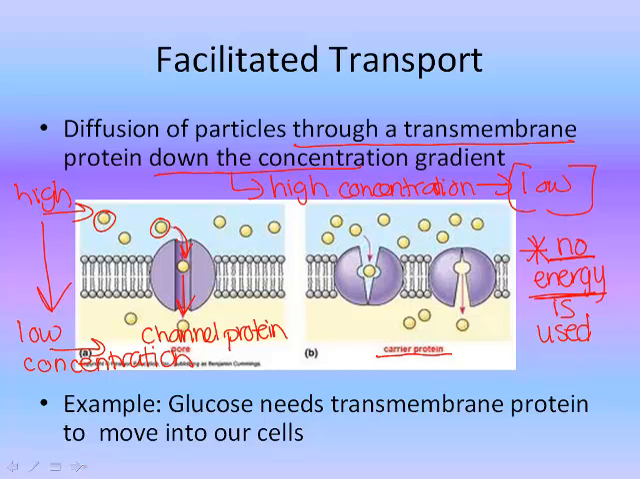An example of facilitated transport would be glucose. Glucose is too big to get through the cell membrane, and it needs a transmembrane protein in order to move it into cells in order for us to have energy.